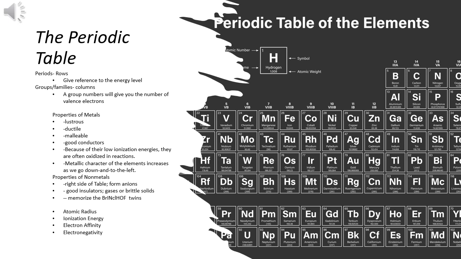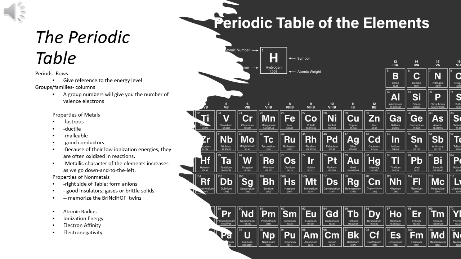The periodic table is also divided into metals and nonmetals. Properties of metals are they are lustrous, ductile, malleable, good conductors. Because of their low ionization energies, they are often oxidized in reactions, and they increase as we go down and to the left of the periodic table.